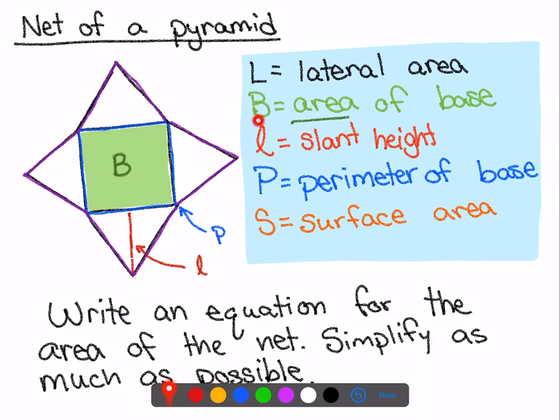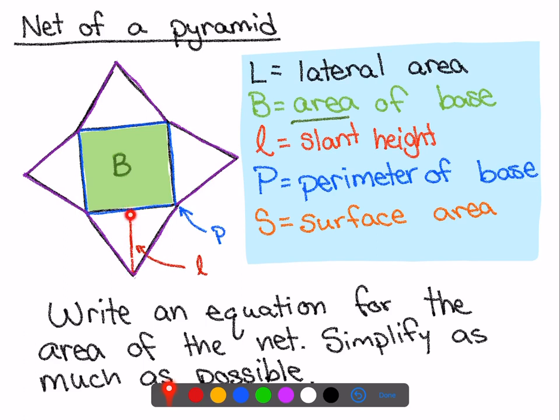Big B is the area of the base. I went ahead and colored that in with green here. Again, area of a square would be length times width. Area of a triangle would be 1/2 length times width. So depending on what our base is, depends on which area formula we use.